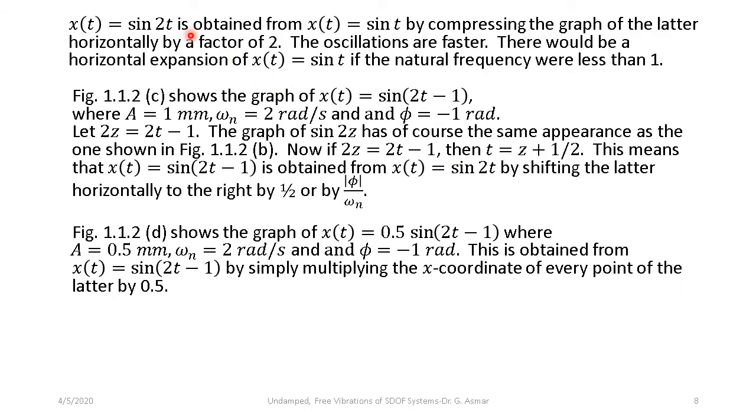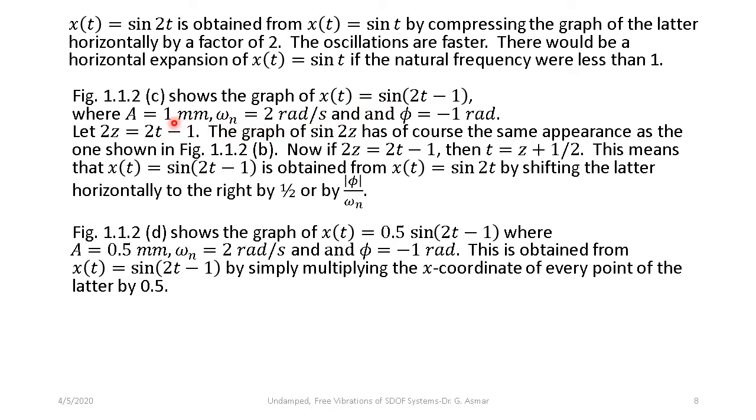Compression of the graph of sine t to obtain sine 2t is due to the fact that omega n is greater than 1. It is equal to 2. Had we had an omega n less than 1, then we would have a horizontal expansion of sine t rather than a compression. Figure 1.1.2c shows the graph of x of t equals sine 2t minus 1.